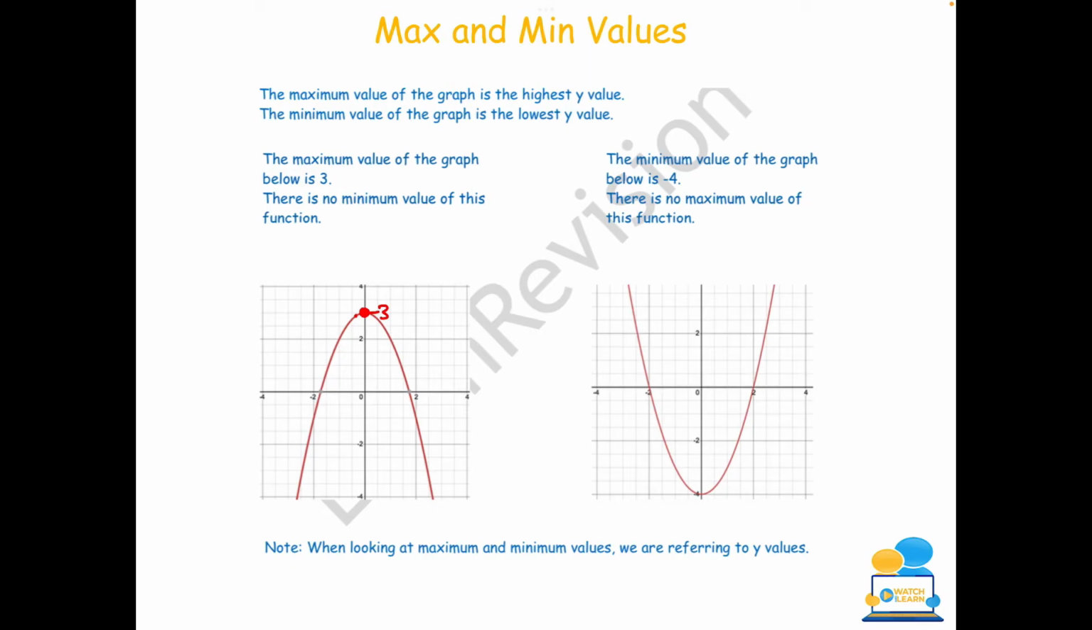The minimum value of the function below is -4, so this is the right-hand side. As you can see, the lowest point of the curve is -4. There is no maximum value of this function. These are both quadratic functions. This is a positive quadratic, and this is a negative quadratic function. In order to have a function that would have a maximum and a minimum value, it would have to be an x-cubed function. These aren't functions we tend to deal with at junior cycle. This function here would have a max here and a min here.